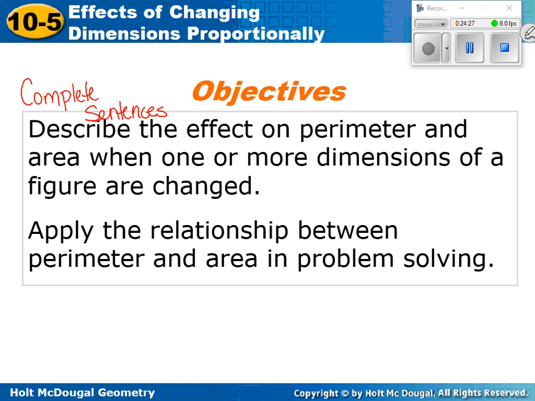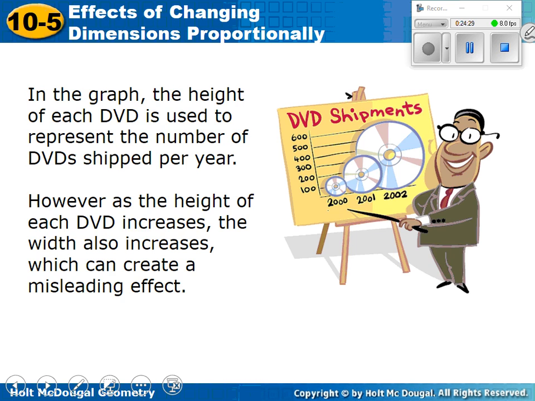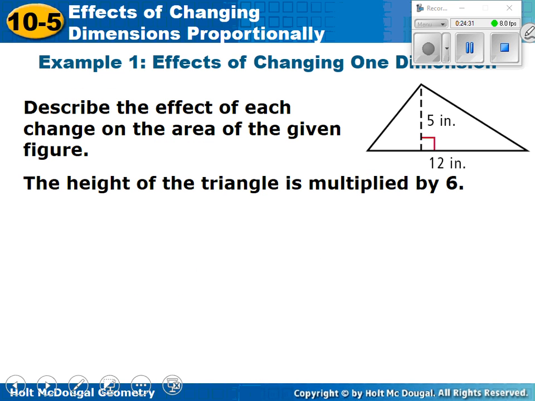So I'm going to look at it both ways and then you're going to decide what makes most sense to you. Okay? So the shortcut way is to look at the formulas. So the question says, describe the effect of each change on the area of the given figure. So this is just asking about area. And the directions say that the height of the triangle is going to be multiplied by 6. Okay, so first of all, before we go here, remind me back to elementary school. If I do 2 times 3 times 5 times 6, is that the same as 5 times 2 times 3 times 6?